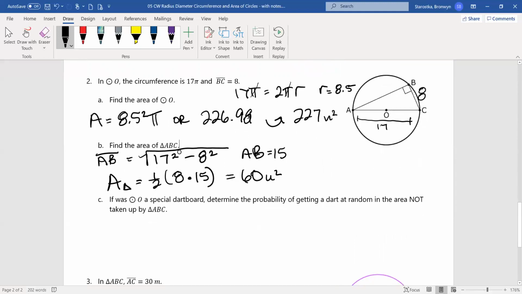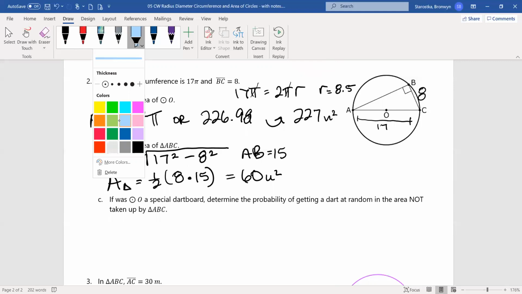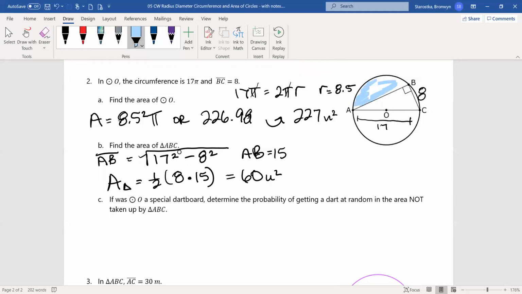So if circle O is a special dartboard, we want to determine the probability of getting a dart at random in the area not taken up by the triangle ABC. So we want to know what's the probability of getting a dart there.